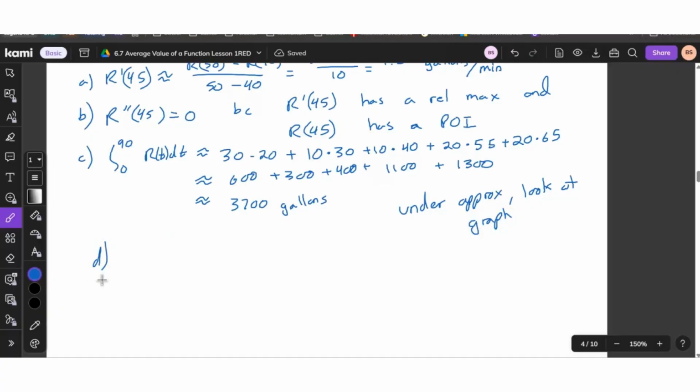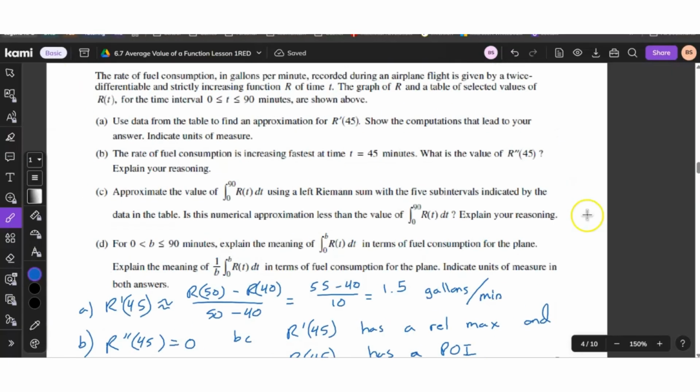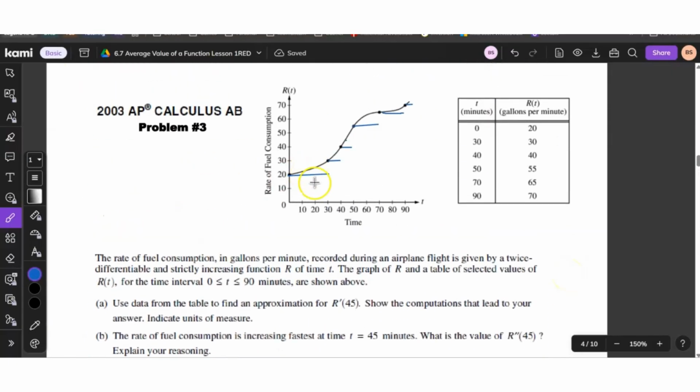Sir, can you sketch on the graph like on the AP? Yeah, I just did. I didn't bother putting the down lines, right? But this is the sketch. But in the AP exam, it's digital.